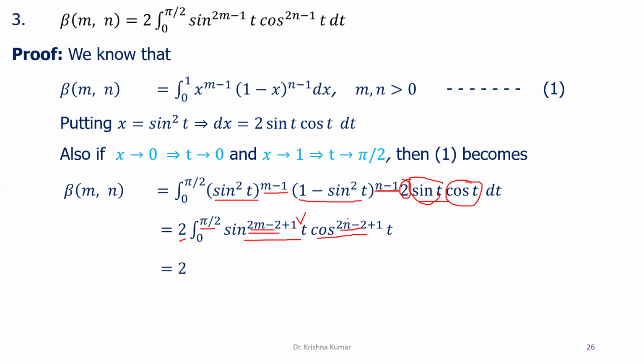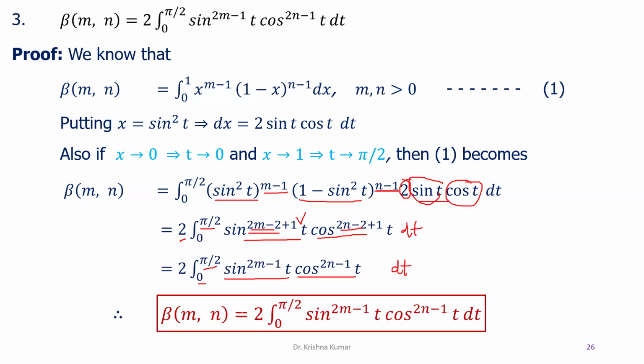So it can be written as 2 times integration under the limit 0 to pi by 2 of sine to the power 2m minus 1 t into cos to the power 2n minus 1 t, and dt is also there. dt is missed over here, so dt is always there. Therefore, beta of mn is equal to 2 times integration of sine to the power 2m minus 1 t into cos to the power 2n minus 1 t under the limit 0 to pi by 2 with respect to t.